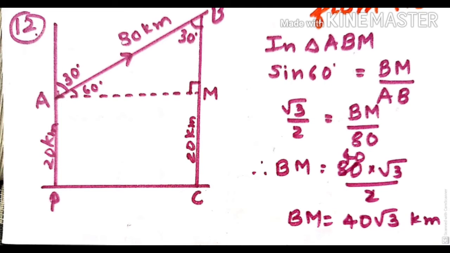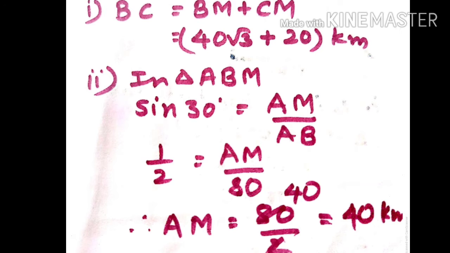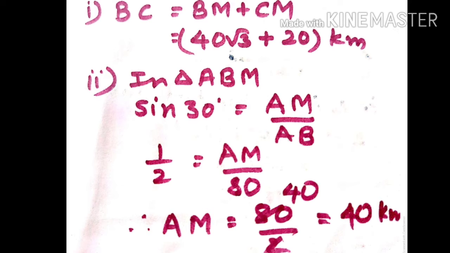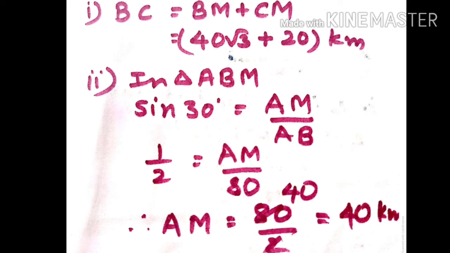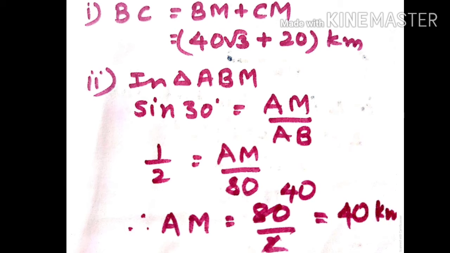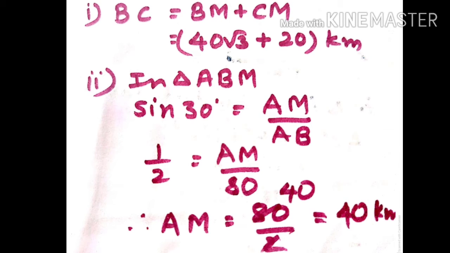So this is the value of BM we found in triangle ABM, but they asked to get the BC value. So now we first find BC, that is the distance, or you can say the rocket's height. So BC is equal to BM plus CM, that is, from BM and CM we get the total BC. BM we found as 40 root 3 and the CM value is already written in the figure as 20 kilometers. So adding these, 40 root 3 plus 20 kilometers is our first answer.